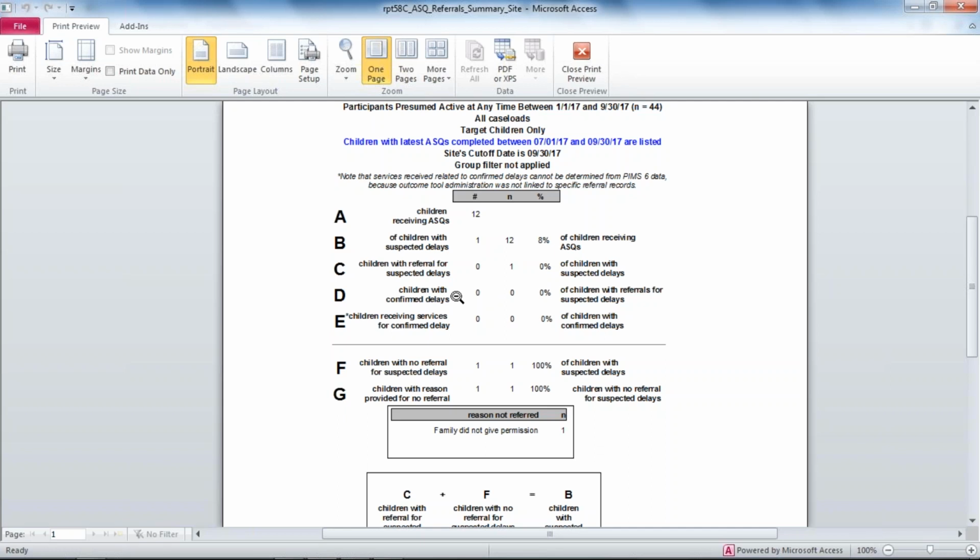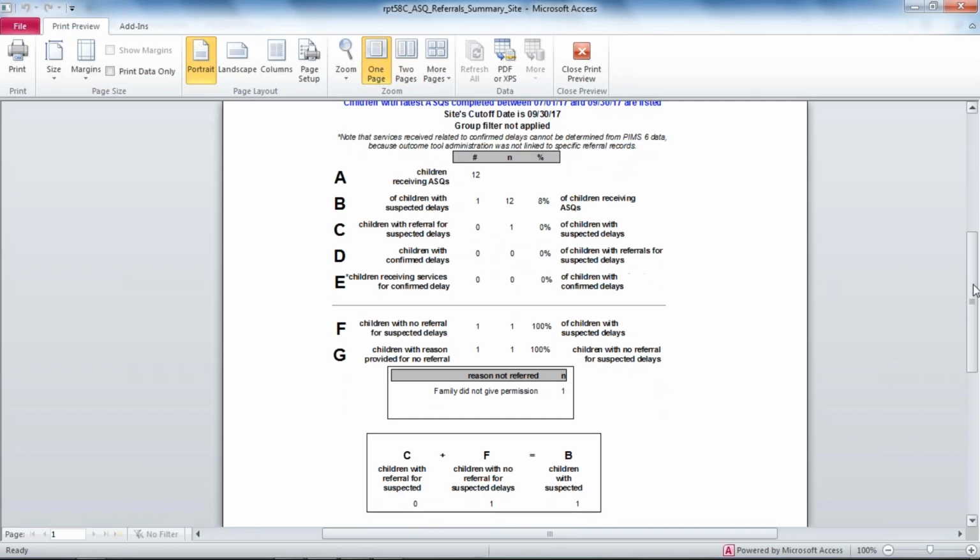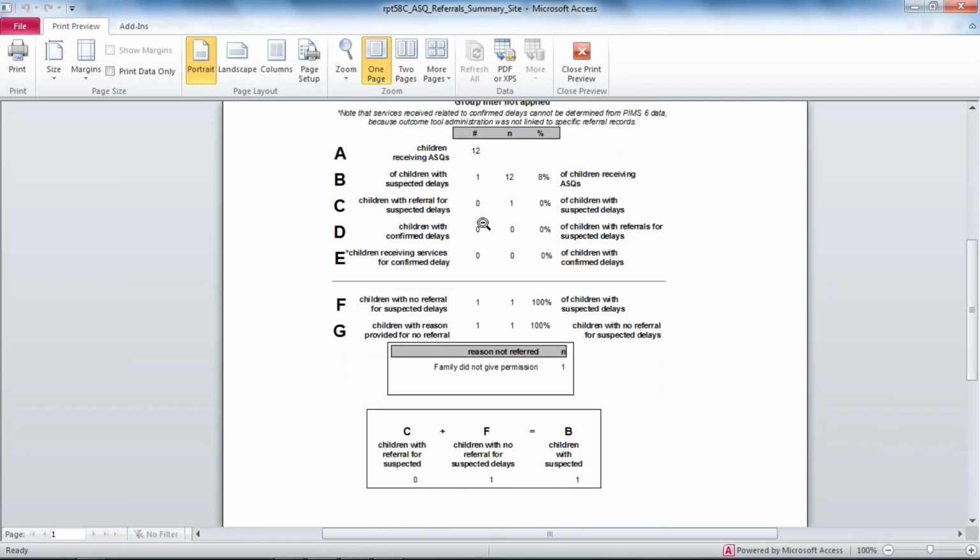Since we had none referred for further assessment, we wouldn't expect any to be confirmed, and we wouldn't expect any to be receiving services, which you also have to track if you've referred them. What we've added to this report now that the previous report did not have is the reason not referred. So in this case, you have one child with a suspect delay was not referred, and it indicates down here that that one child, the family did not give permission.